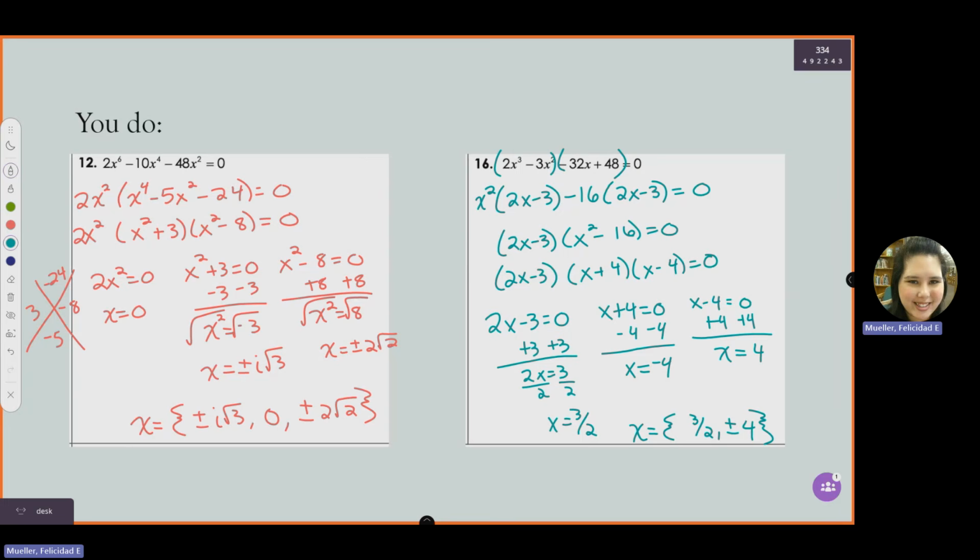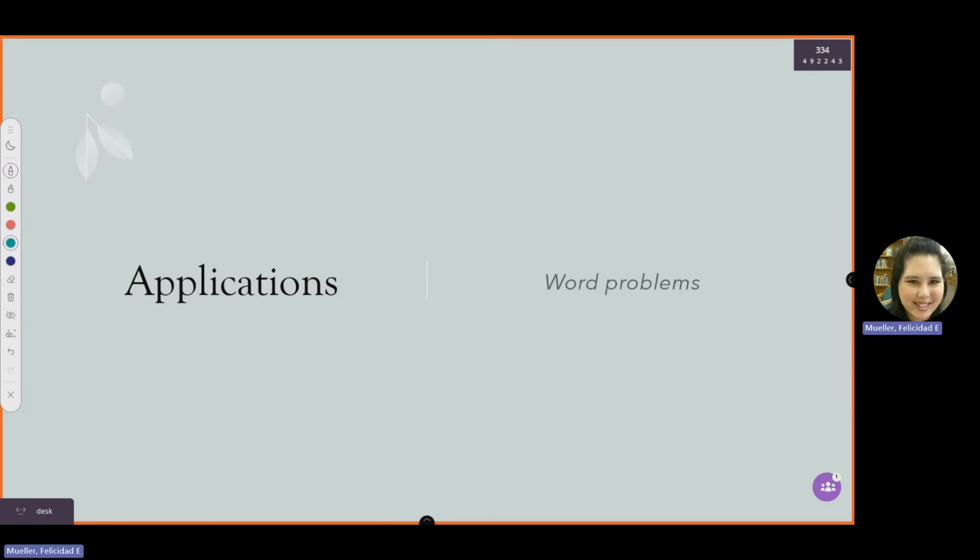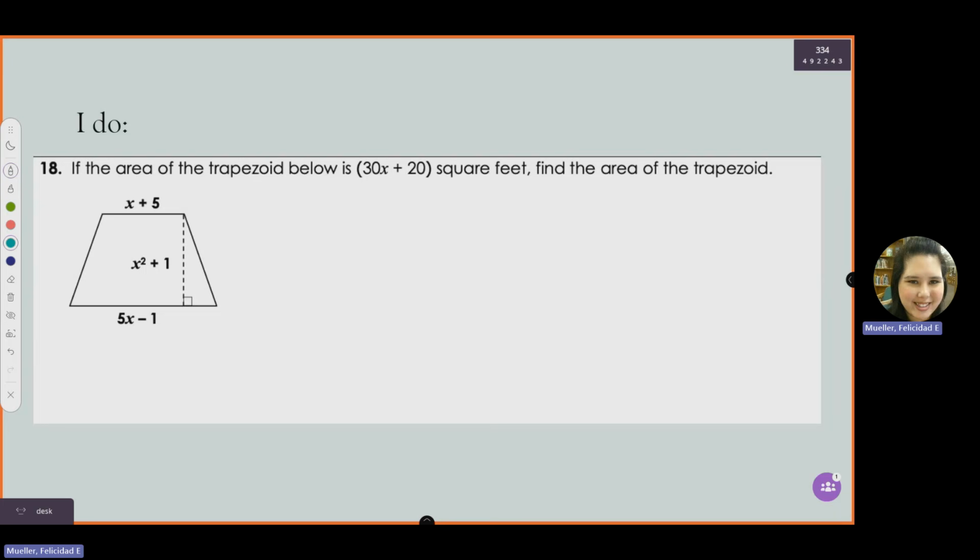So next we're going to move on to the word problem section, or the applications of solving. In math, an application usually means a word problem of some sort. I'm going to give you information, and you're going to have to know different things. So starting off, we're going to do the area of a trapezoid. For this one, you actually need to know the formula for the area of a trapezoid. So the area of a trapezoid is going to be 1/2.